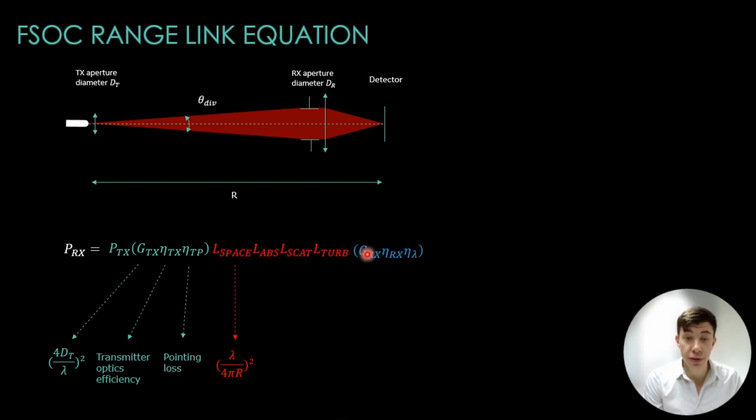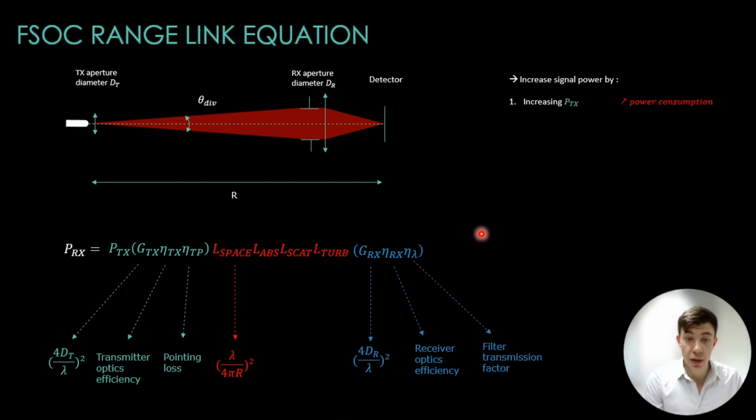Afterwards, we have receiver gain: how well the receiver collects the incoming light. Larger apertures increase gain. And also receiver area, the physical area of the detector. A larger area captures more of the signal. By manipulating these factors, we can optimize the performance of an FSO system.